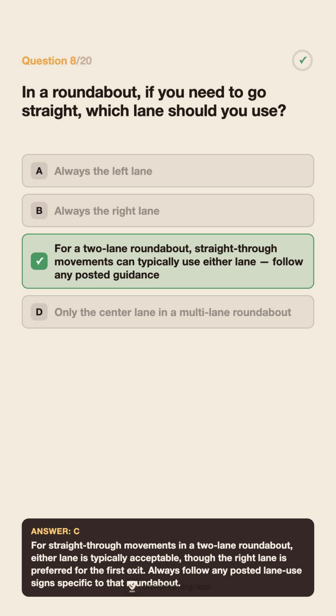The correct answer is C. For straight-through movements in a 2-lane roundabout, either lane is typically acceptable, though the right lane is preferred for the first exit. Always follow any posted lane use signs specific to that roundabout.